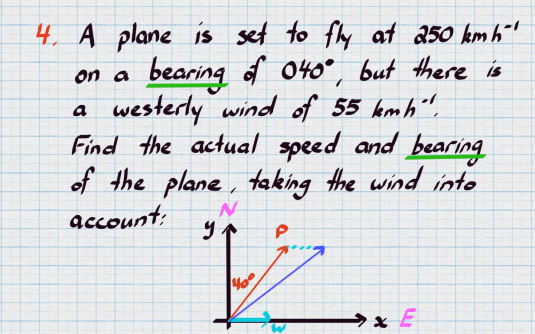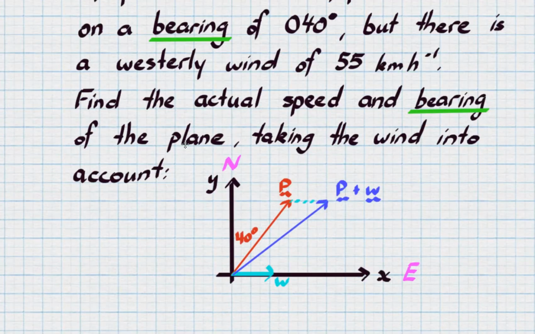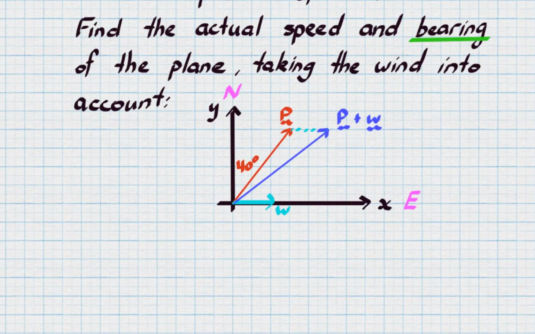So let's draw that in, and let's label it as the P plus W vector. Alright, I should probably put the little tilde sign under the P, and I'm running out of room down here. There we go. And under the W. Okay, so we have a bit of an idea of what's going on graphically now. Let's get into the algebra.